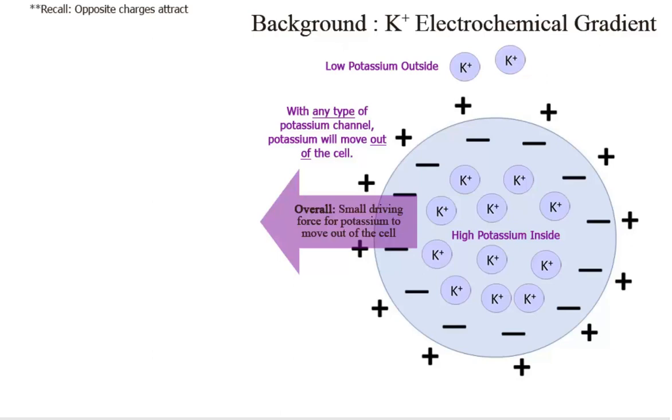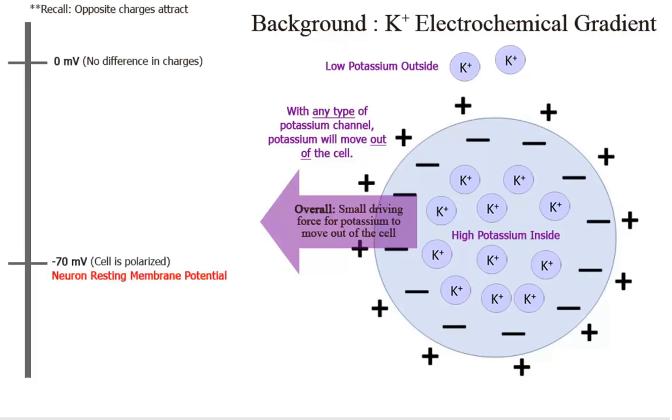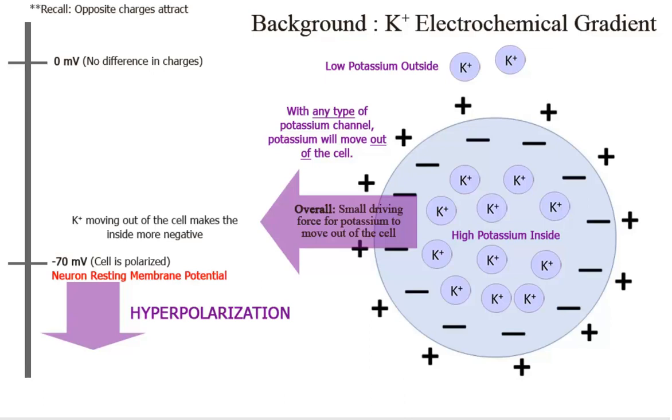So let's think about what this will do to the potential. So again, we have our scale over here with the resting membrane potential of minus 70. We also show the 0 millivolts, which is no difference in charges. But in this case, if we open a potassium channel, potassium leaves the cell. So we are subtracting or taking away positive charges from the inside of the cell, making the inside of the cell more negative. So we are making it hyperpolarized, or even a larger difference between the positive and negative charges.